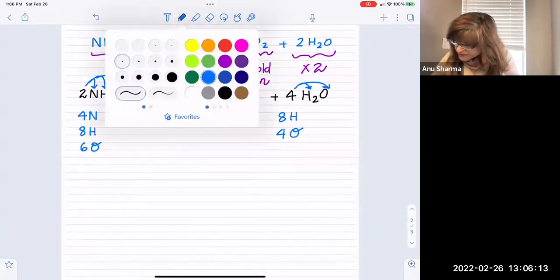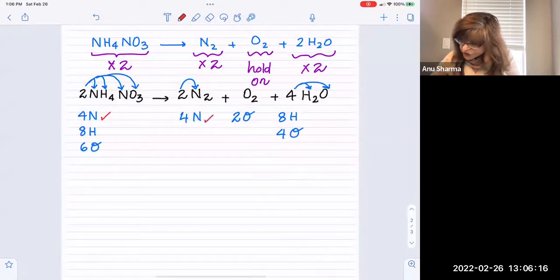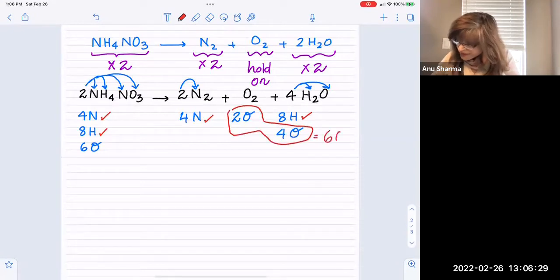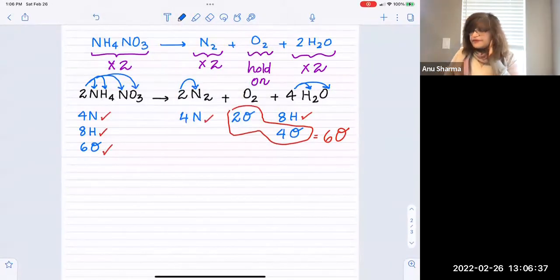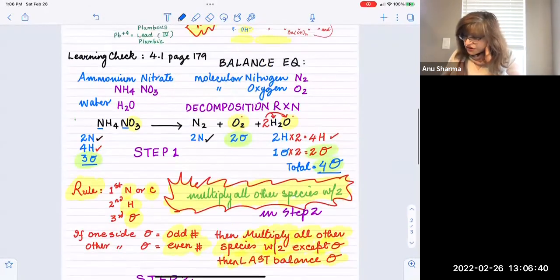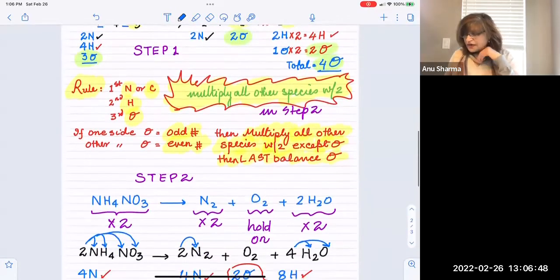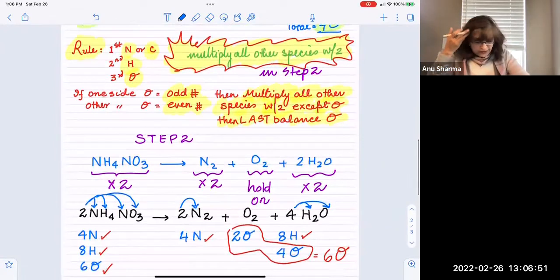Okay, so now let's see this. 4 nitrogens balanced, 8 hydrogens balanced. Now here you have to combine this 2 plus 4. What do you get? 2 plus 4 is equal to 6 oxygens, and there are 6 oxygens here. So oxygen is also balanced. This only happens if you see oxygen splitting up into more than two species, and then you have to follow this step. Okay, so that was our 4.1.